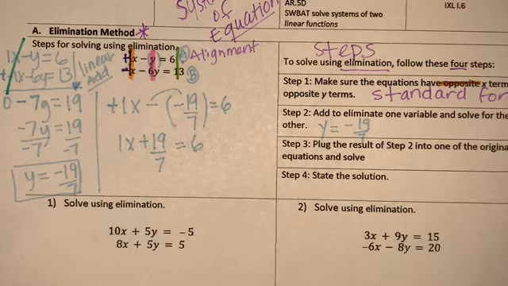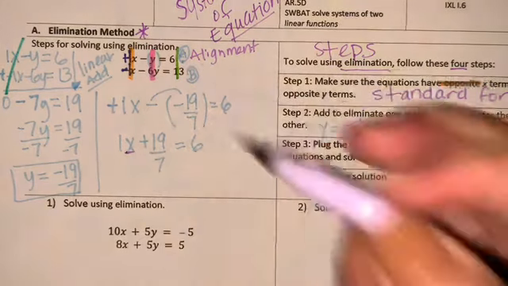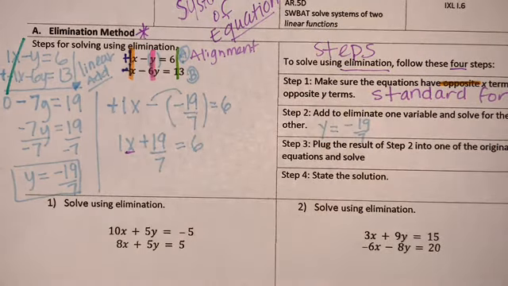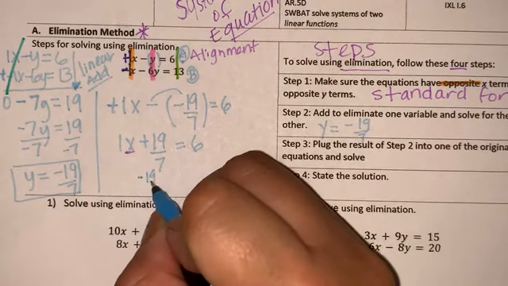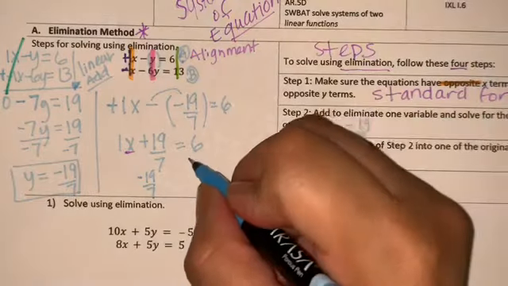I'm solving for the variable x. So if you're solving for variable x, you need to solve for this variable. So we're going to subtract 19 over 7 from 6.